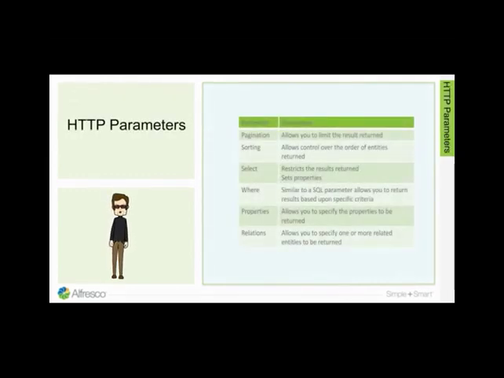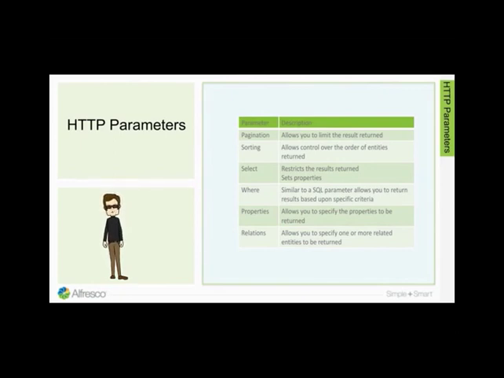The API provides several HTTP parameters that you can append to any API method URL to filter the returned results. The parameters are optional and can be used in combination with each other. There are also parameters that are used in specific API methods. Pagination allows you to limit the amount of items to be returned. Sorting allows control over the order of the entities that are returned.